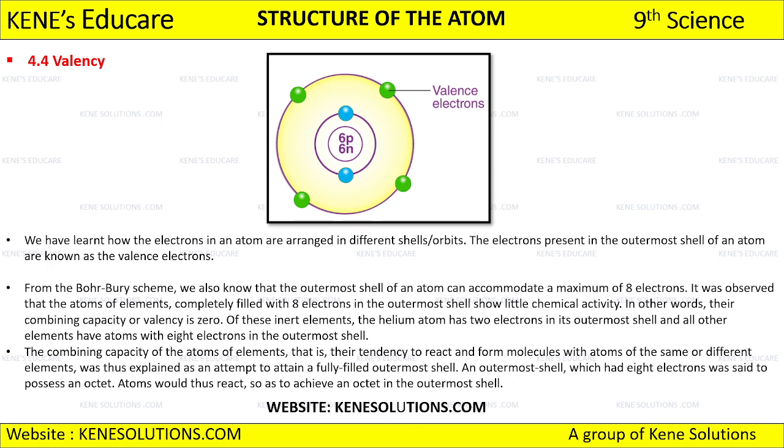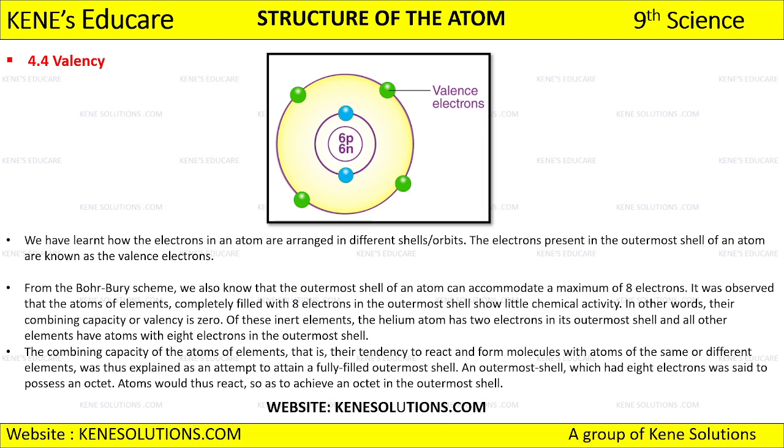Of these inert elements, the helium atom has 2 electrons in its outermost shell, and all the other elements have atoms with 8 electrons in the outermost shell. As I said, helium has only the K shell, and the K shell is completely filled. It is stable, right? So the valency of helium is 0 again. Got it? So the combining capacity of the atoms of elements, that is the tendency to react and form molecules with atoms of the same or different element, was explained as an attempt to attain a fully filled outermost shell.